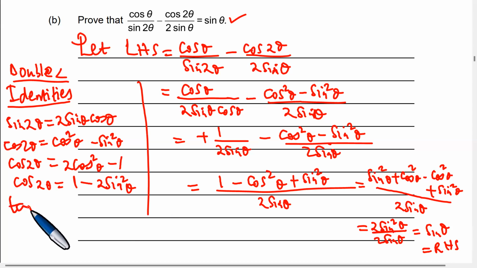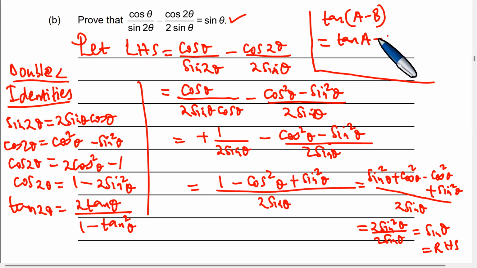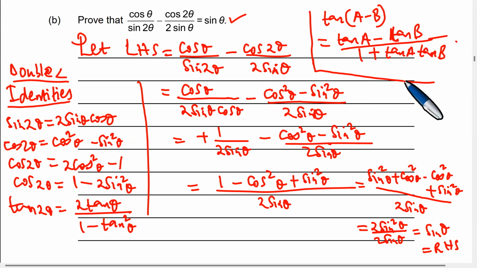But we also need to know that the tan of 2 theta is the same as 2 tangent of theta divided by 1 minus the tangent squared of theta. At matric level, we also need to know the compound angle formula for A minus B. What is the tangent of A minus B? The tangent of A minus B is the tangent of A minus the tangent of B, divided by 1 plus the tangent of A times the tangent of B. Like that. So we have proven this here.